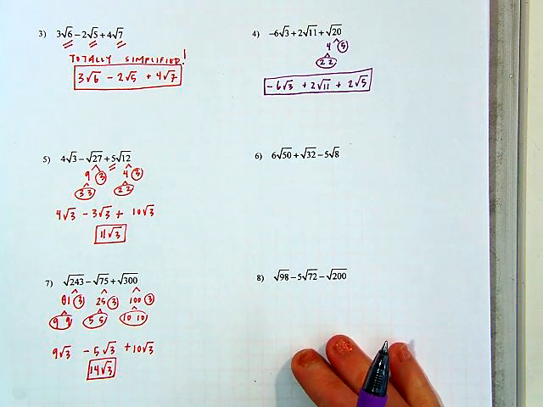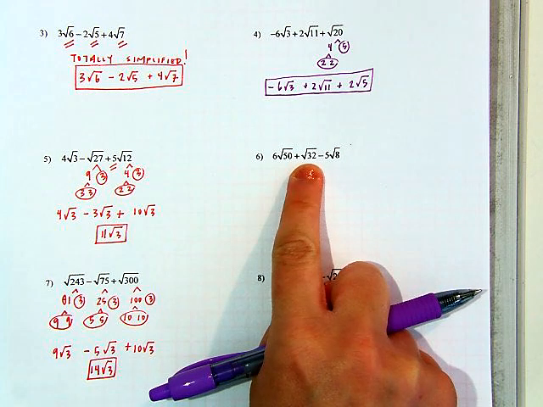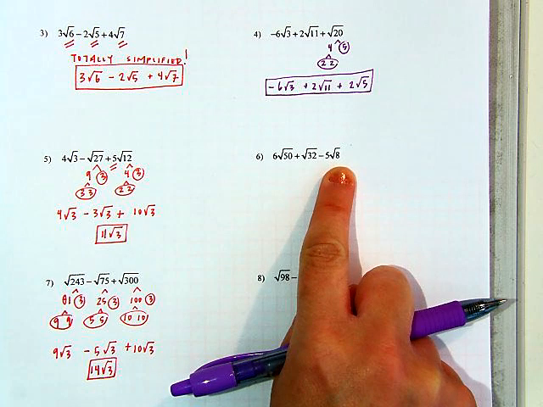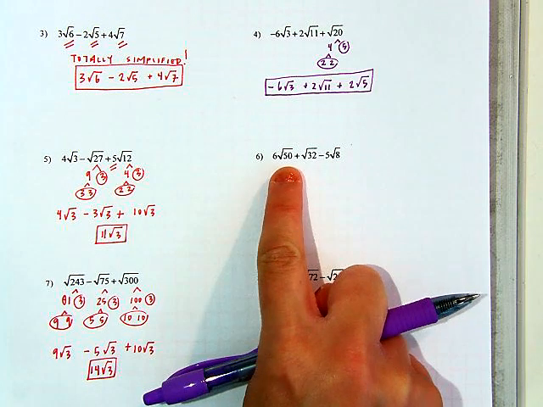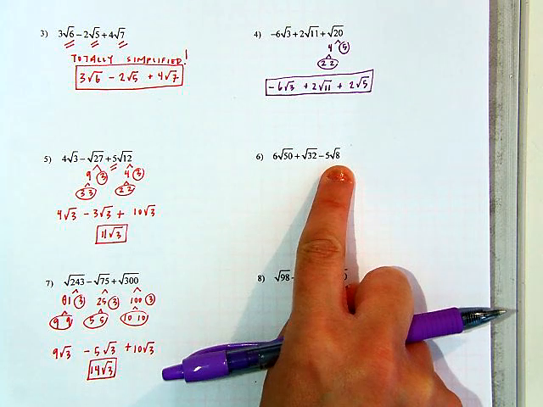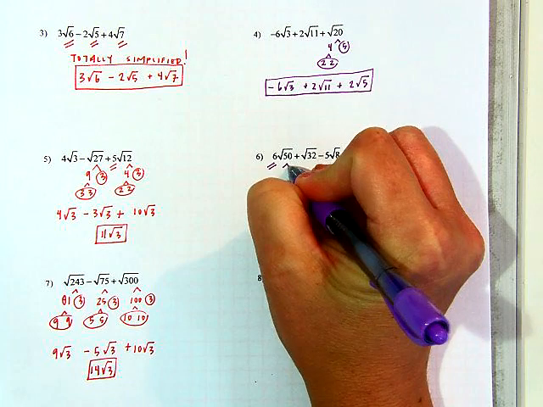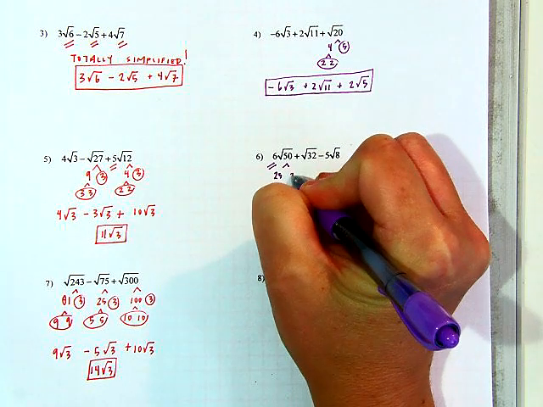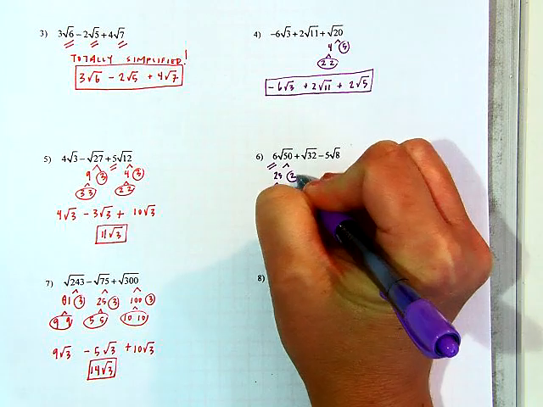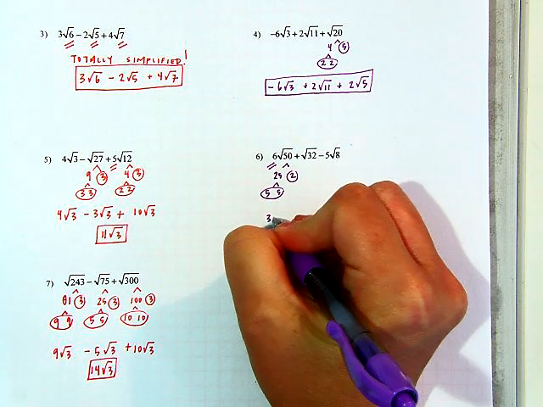Okay, next up, 6. So here I have 6 square root 50 plus the square root of 32 minus 5 square root 8. So here again, I don't have the same radicand, but I can see that each term can simplify further, so I'm going to go ahead and do that. So here I'm going to underline that 6. I don't want to forget about it. And that 50 is 25 times 2. 25 is a perfect square. It's made up of a pair of 5's. So I have 6 times 5, which is 30 square root 2.